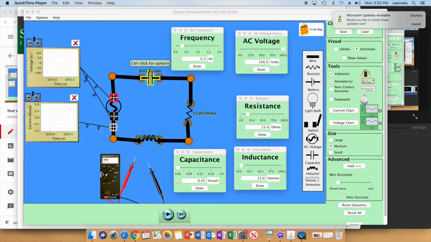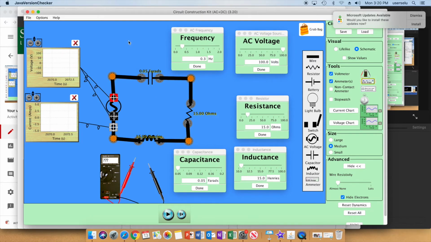Let's move on to an RLC circuit. This has a series connection of a capacitor of 0.05 farads to a resistor of 15 ohms to a coil of 15 henries inductance. They are connected to a 100 volt power supply that has a 0.3 hertz, or a third of a wave, if you like, 3/10 of a wave per second, frequency of the voltage and current.